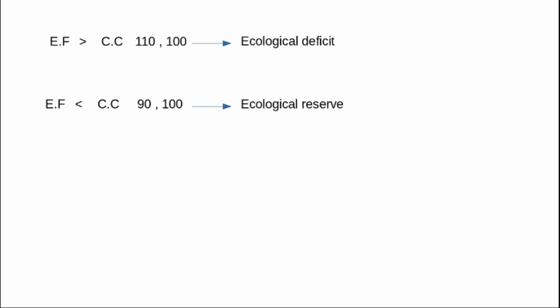Now let's understand what the ecological deficit and ecological reserve are. When the ecological footprint is greater than the carrying capacity, suppose the Earth has a capacity to handle the demand of 100 people, and our population is 110. So this is the ecological deficit. Ecological deficit means nature has fewer resources to fulfill our demands. Similarly, for ecological reserve, the ecological footprint is less than the carrying capacity.